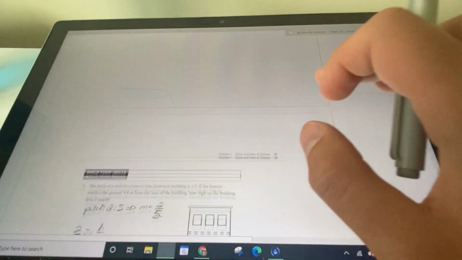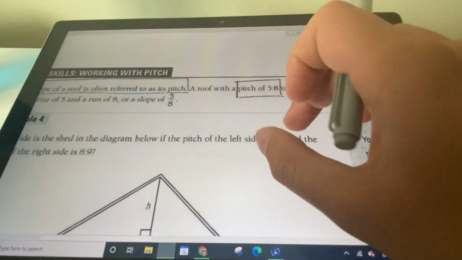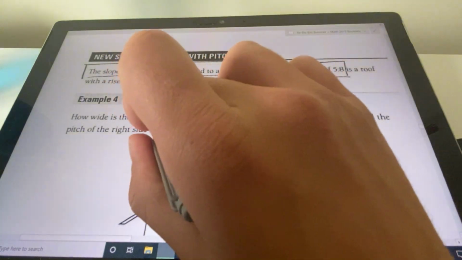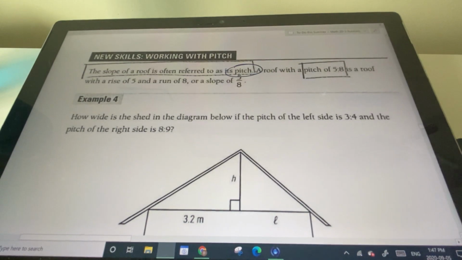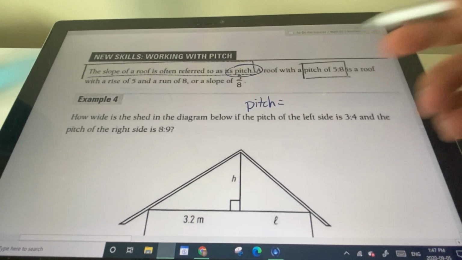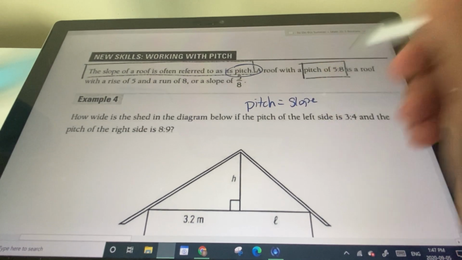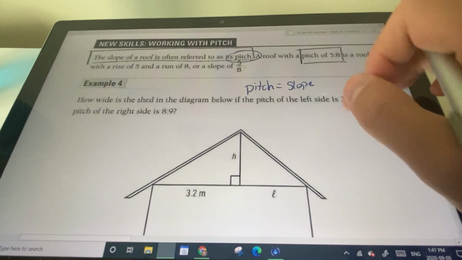Alrighty, so we're pretty close to being done here. We just need to figure out what pitch is, okay? The slope of a roof is often referred to as its pitch. That's all it is. Pitch, this new word, simply just means slope, okay? It's just something contractors use when they build houses.